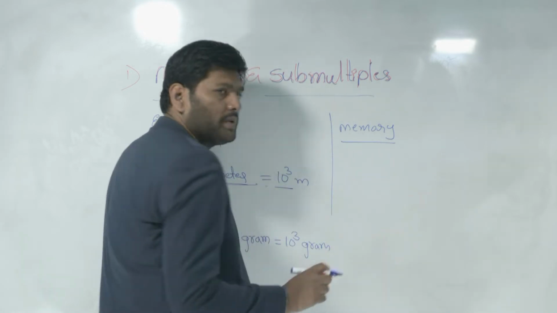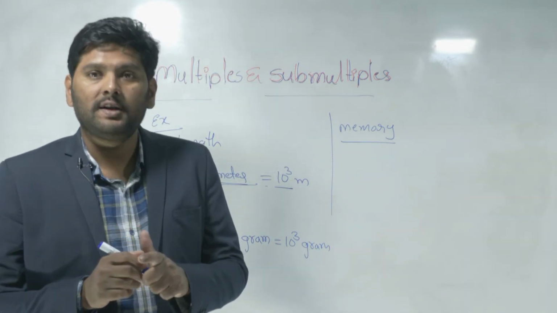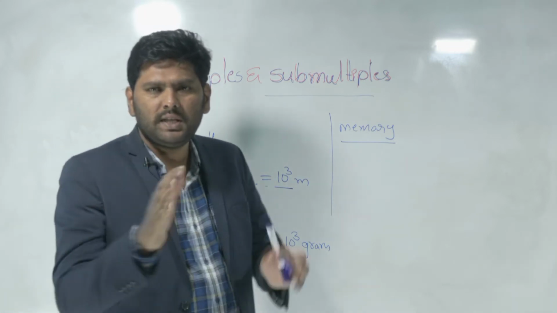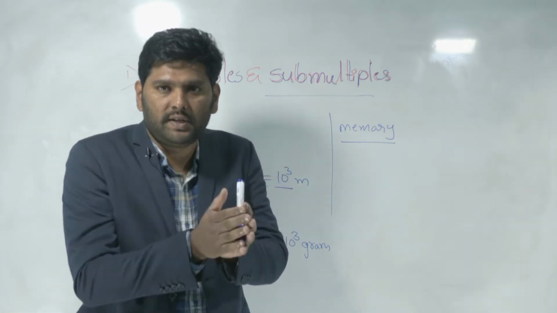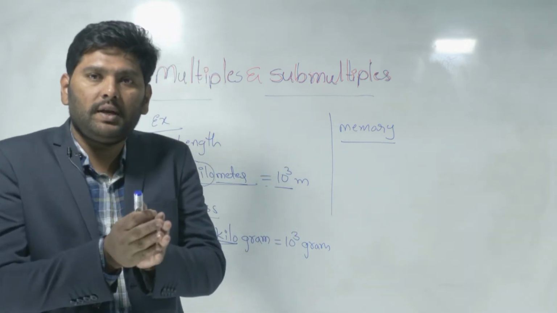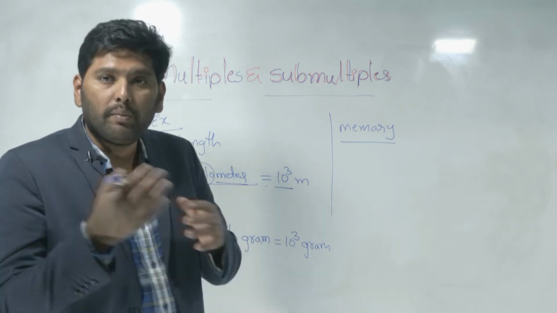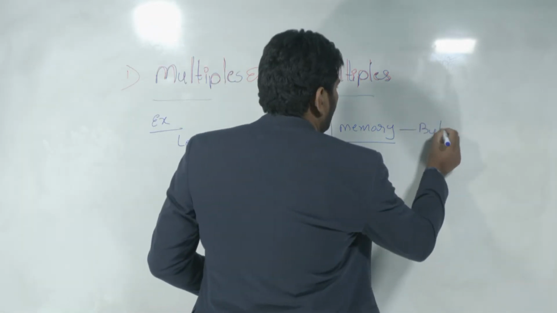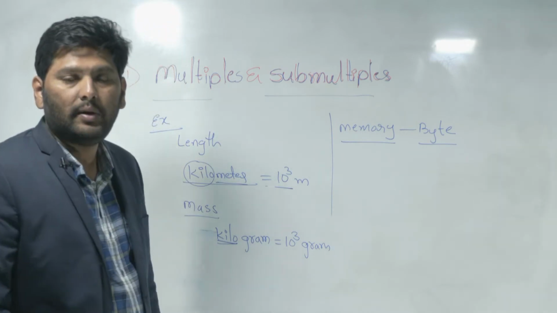So you have pen drives and memory cards, discs, hard disks, or CD-ROMs. These are all storage devices. But the storage devices have a unit called the memory unit. The memory unit is the byte. You know, the memory unit is byte. So here we will measure in bytes.